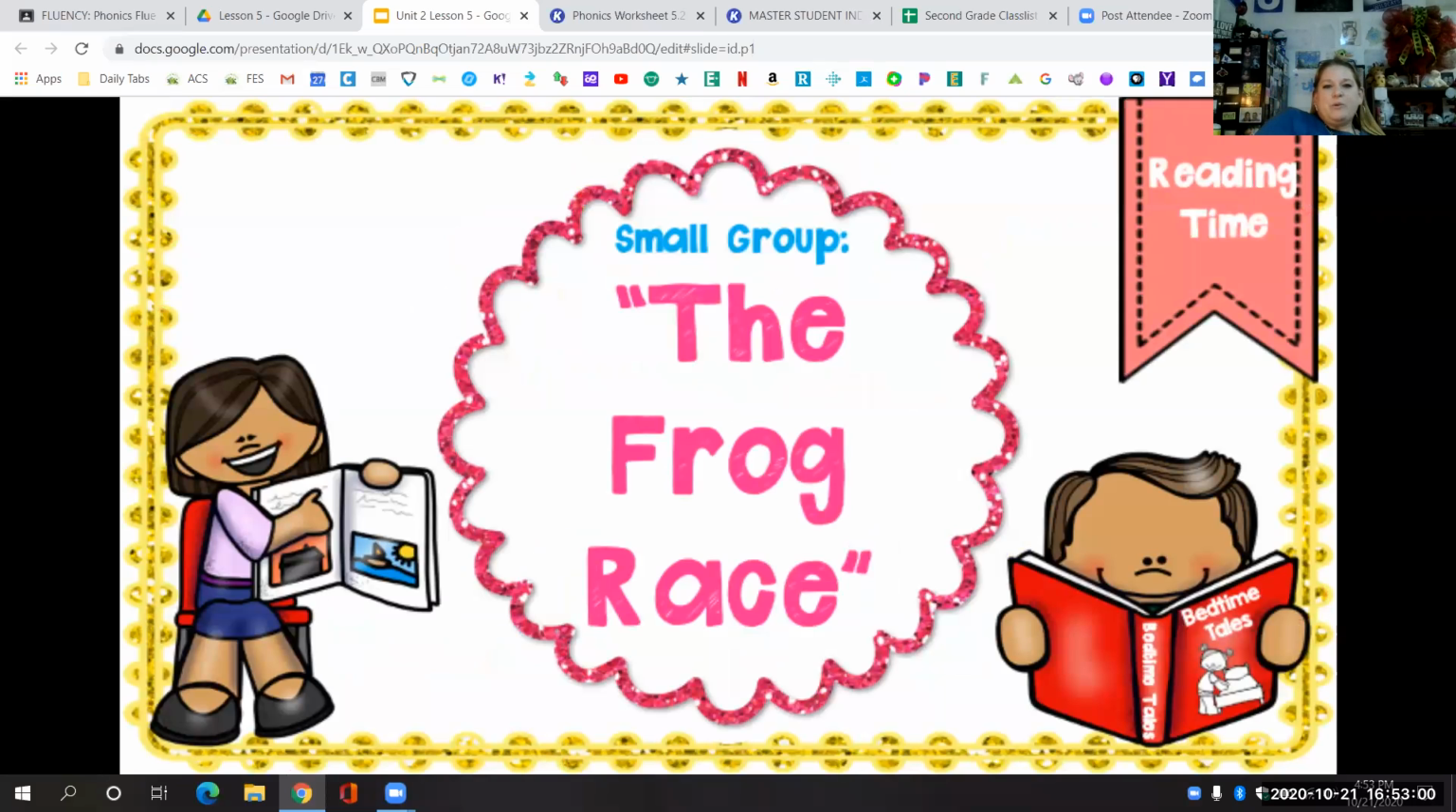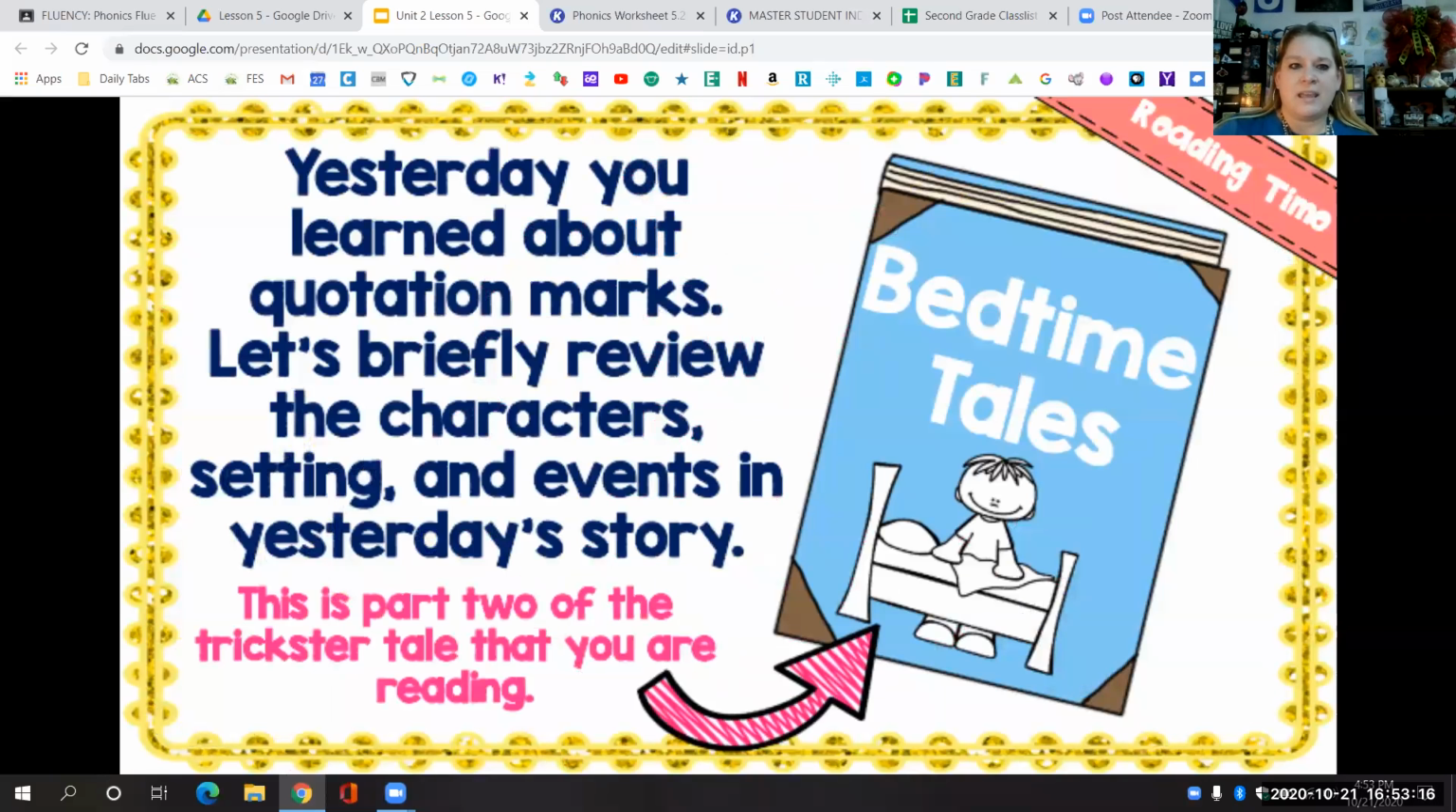So our story for today, remember yesterday we started the first part, and today we're going to do the second part of the story that Mike's dad was telling him at bedtime. And today's part of the story is called The Frog Race. So yesterday, we learned about quotation marks. We'll briefly talk about characters, setting, and events in the story yesterday.